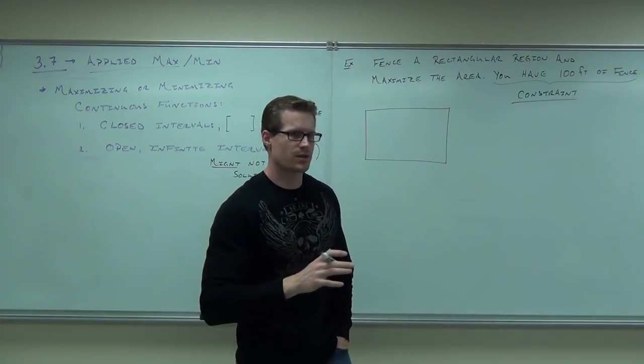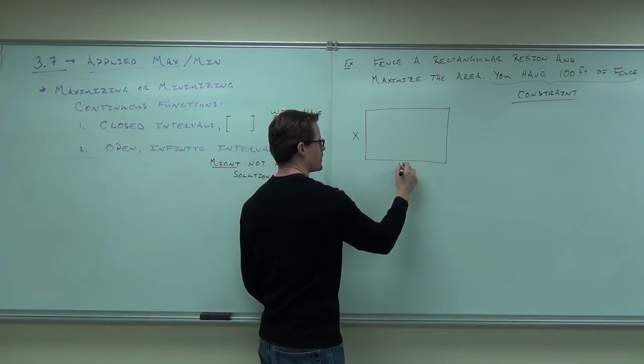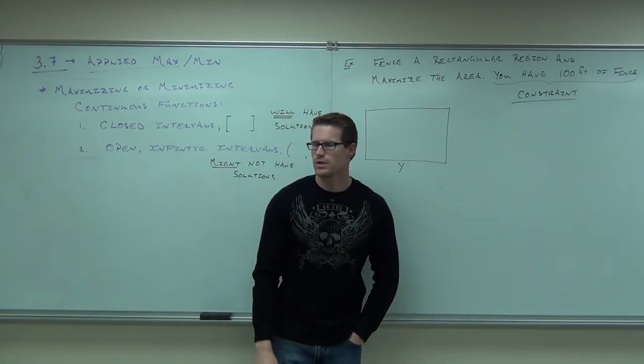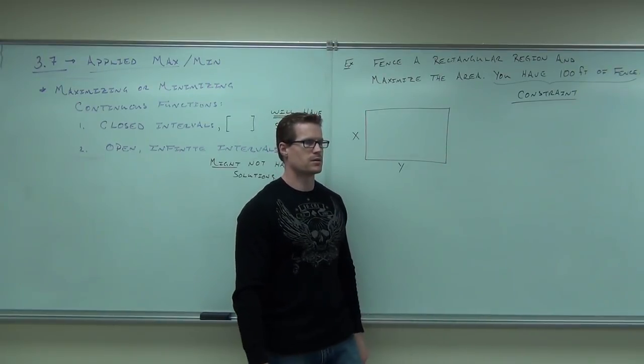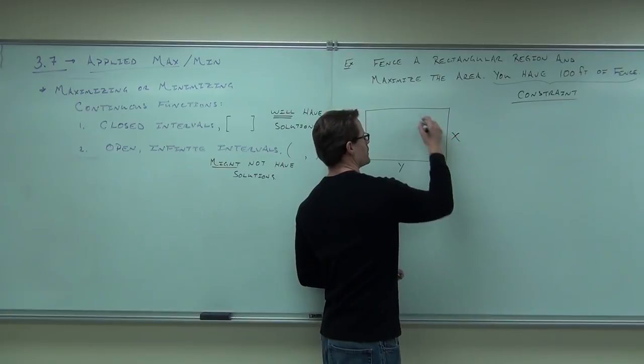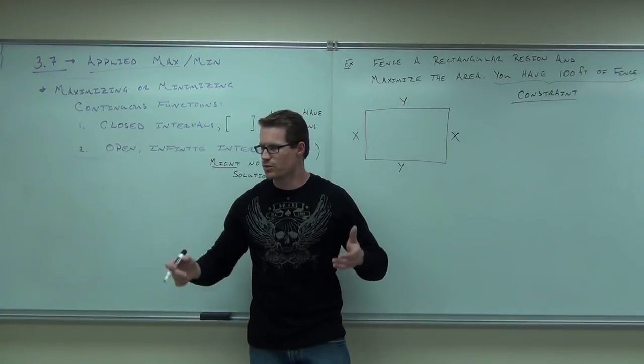It doesn't matter what you call the sides, but call them something. Call this one maybe X and this one Y. You with me still? What's this side? X. Right, and this one's Y because inherently we know about rectangles. Opposing sides are of equal value.